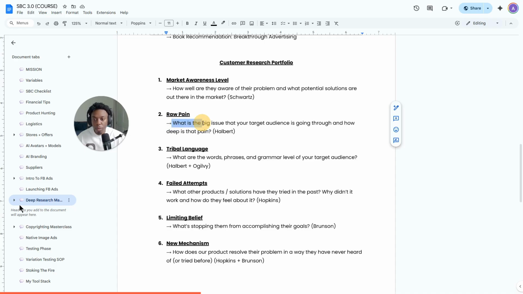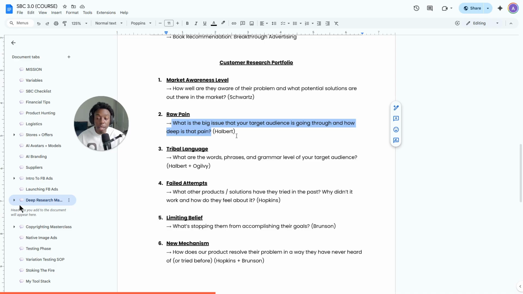So, raw pain, what is the biggest or the big issue that your target audience is going through, and how deep is that pain? So we obviously know that there's different sub audiences of people out there. For the back massager, there might be stay-at-home moms, there might be truck drivers, but all those people, despite them being different customer avatars, there's that one big problem that they're all facing. It's important that we understand that problem and how deep that problem really is.